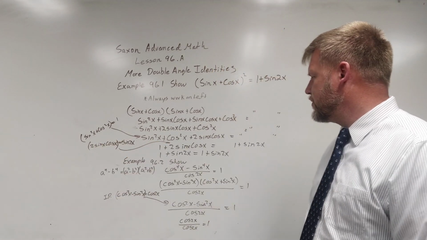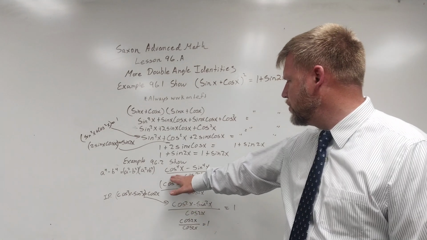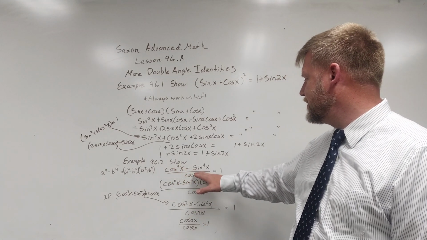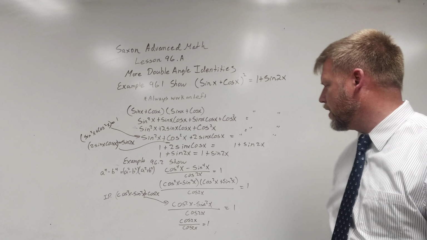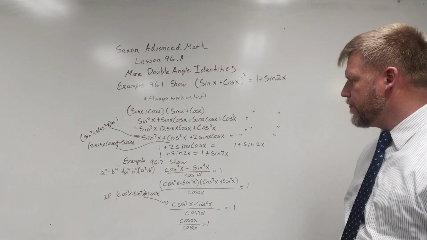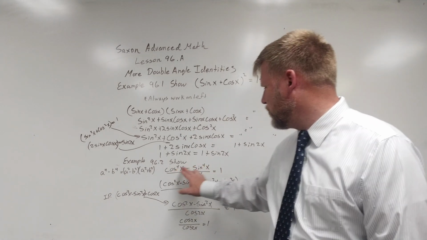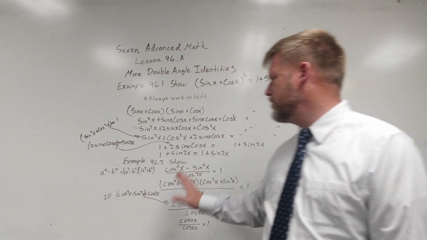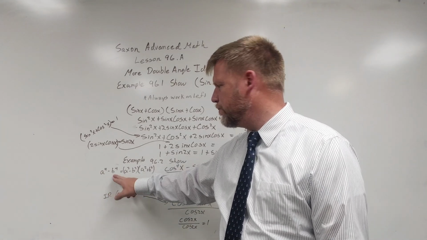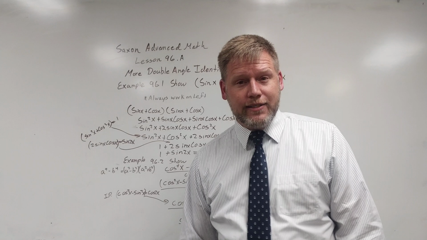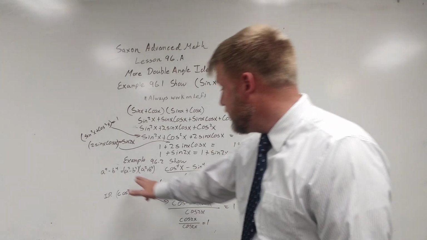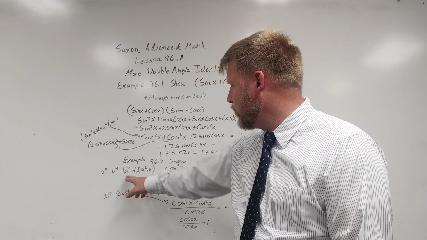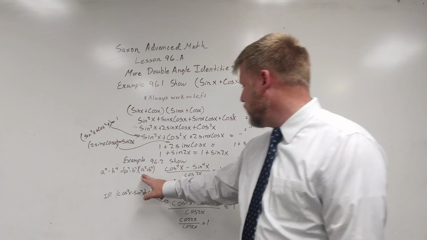Look at example 96.2, and they want us to show that the cosine to the fourth x minus the sine to the fourth x, over the cosine 2x, equals 1. Now I went ahead and said, well, what if these weren't sine and cosine but were a little easier for us? What if it was a to the fourth minus b to the fourth? Well, I would recognize that as a difference of two squares. And when I factor that, I would get a squared minus b squared and a squared plus b squared. So I go ahead and plug that in.